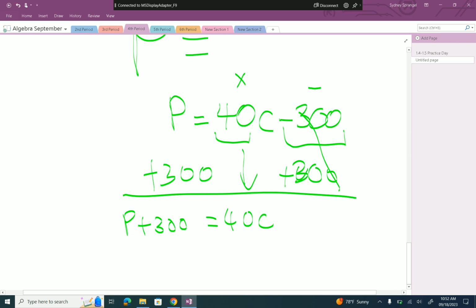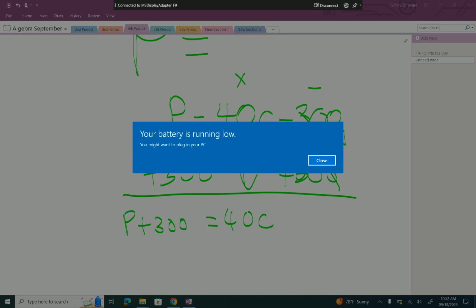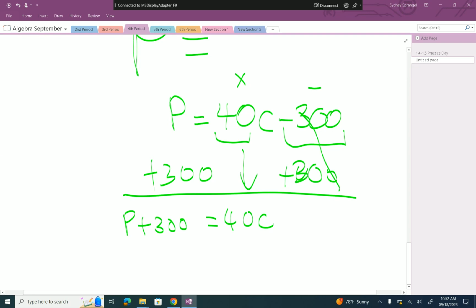If I want to do the opposite of multiplying by 40, what should I do? What's the opposite of multiplying by 40? Divide by 40. And I want to divide the entire left side by 40, not just one piece, so we keep it equivalent. So now my 40s are going to go away.